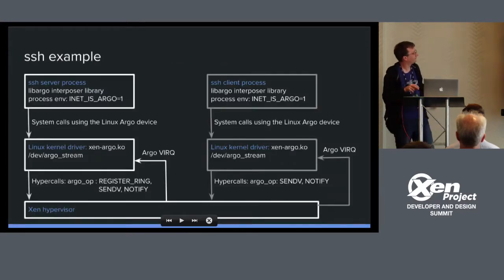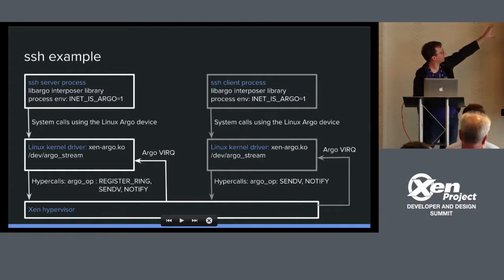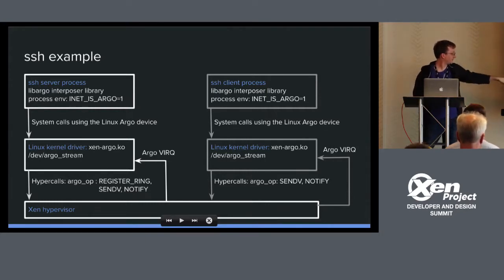This is kind of what that looks like as far as components. You've got your SSH server process doing system calls to the Linux Argo device. The kernel driver is then issuing hypercalls and invoking the hypervisor. Any nudges that come back for, hey, you've got an event or there's data waiting for you, come through the VIRQ.